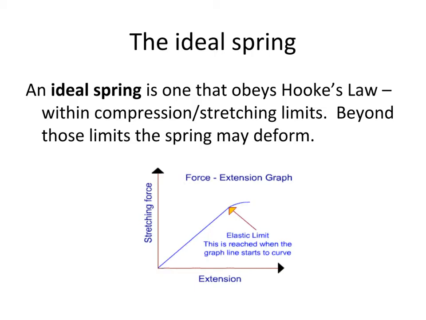If we talk about an ideal spring, then we're talking about a spring that obeys Hooke's law perfectly within what we call the limits of compression or limit of deformation or stretching. Beyond those limits, the spring may be permanently deformed, unable to return to its original rest length or equilibrium state. So if we get beyond that elastic limit, the shape of the graph may change. It will be non-linear at that point.